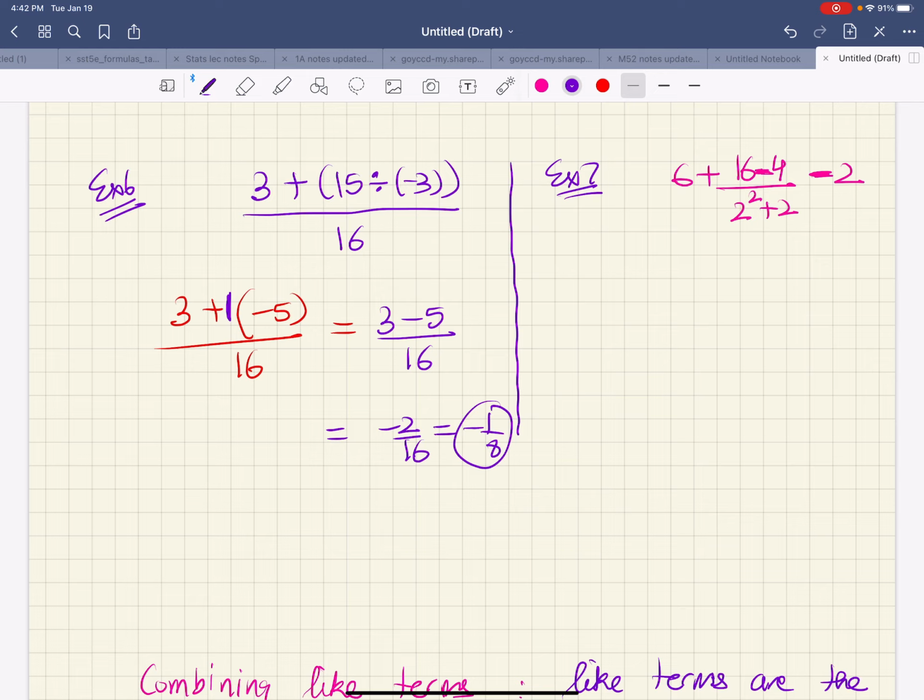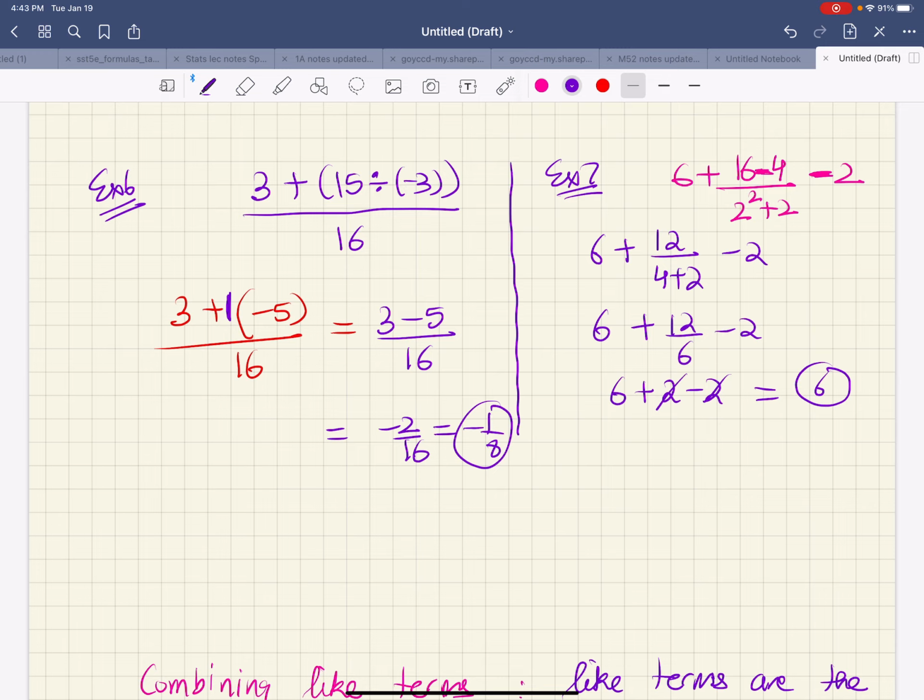Next example, so I have 6 plus, let's be working with the numerator and denominator simultaneously, but individually. 16 take away 4 is 12. 2 squared on the bottom is 4, plus 2 minus 2. So it turns out to be 6 plus 12 divided by 6 minus 2. 6 plus 12 divided by 2 is 6. So the final answer is 6 over here.